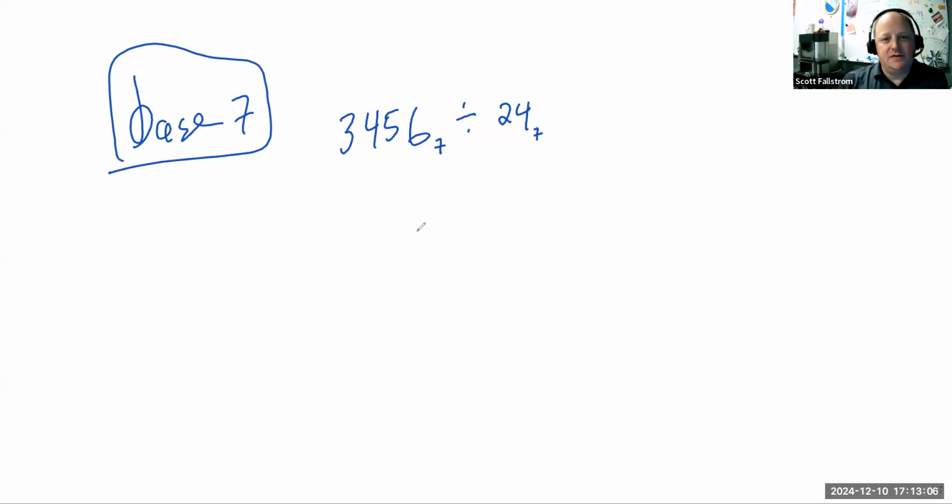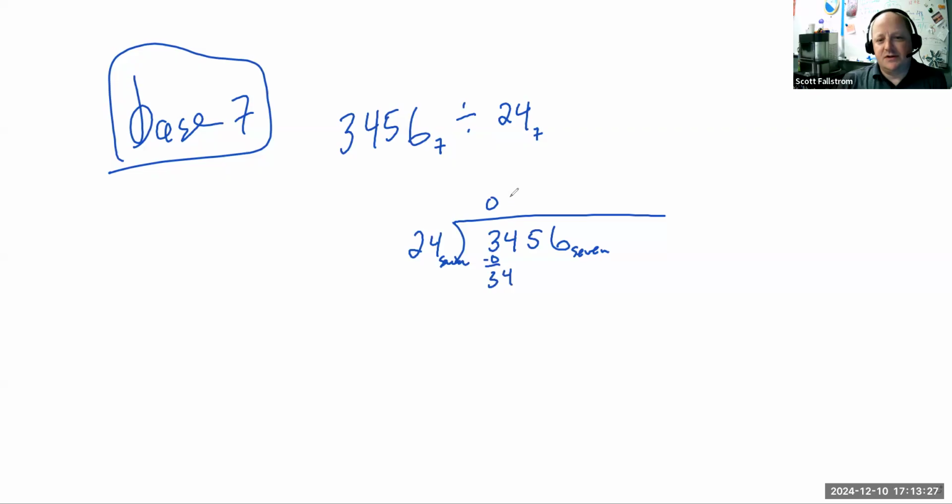Let's take a look. So you would set this up 2, 4 divided into 3, 4, 5, 6. Now again, these are all in base 7. Everything we do is in base 7. So 2, 4 goes into 3 0 times. You could subtract and get 3. Next one's 3, 4. 2, 4 goes in there. I can see it goes in 1 time. 2, 4 minus equals gives me 1, 0. The next one coming down would be a 5.